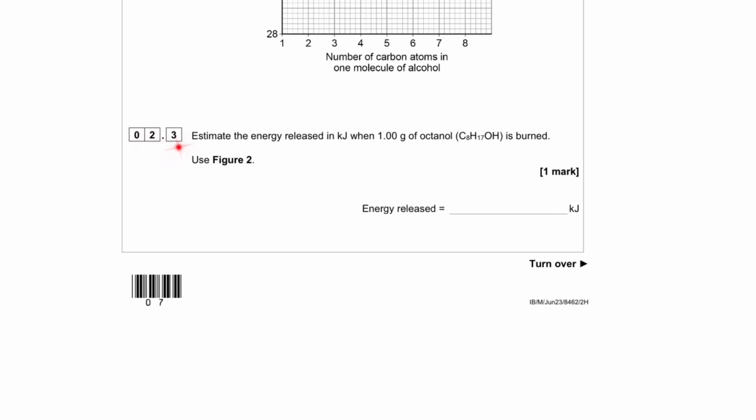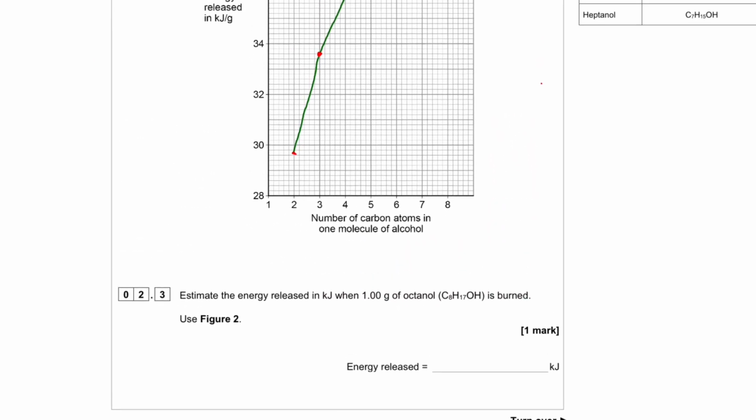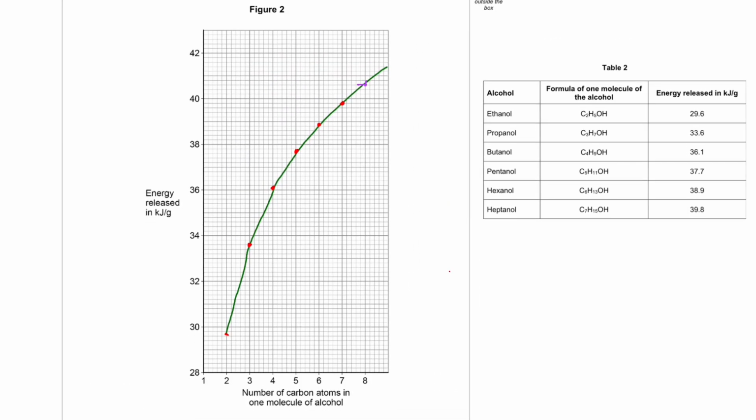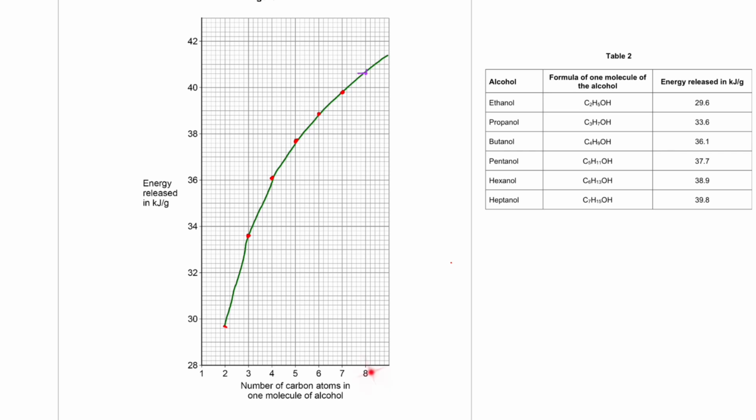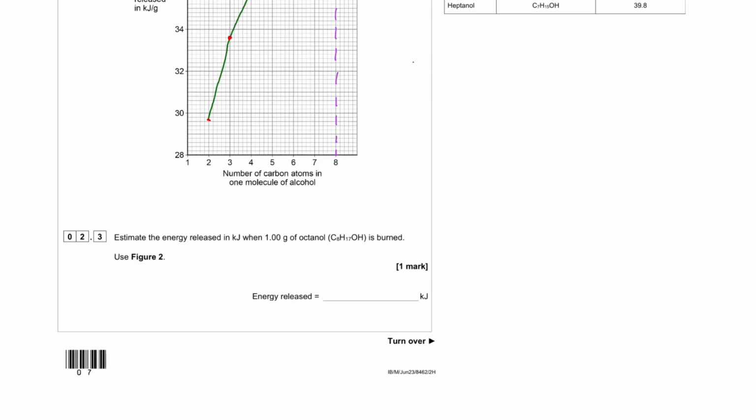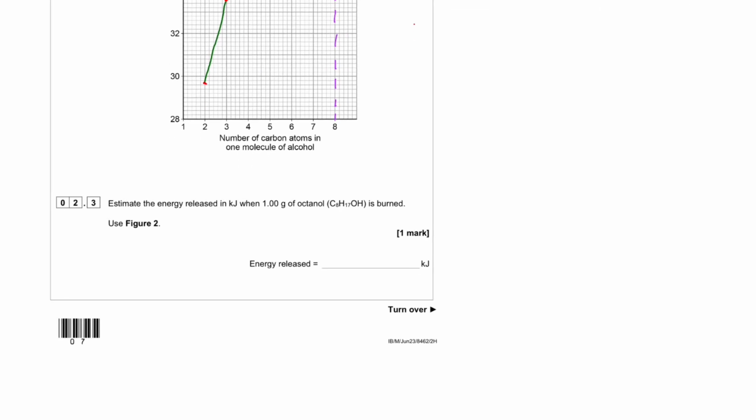Question 2.3. Estimate the energy released in kilojoules when 1 gram of octanol, 8 carbon, is burned. So we want to estimate the energy when carbon is 8. We trace it up here, and we get that. And that is 40.6. So we want to come back here and write 40.6.